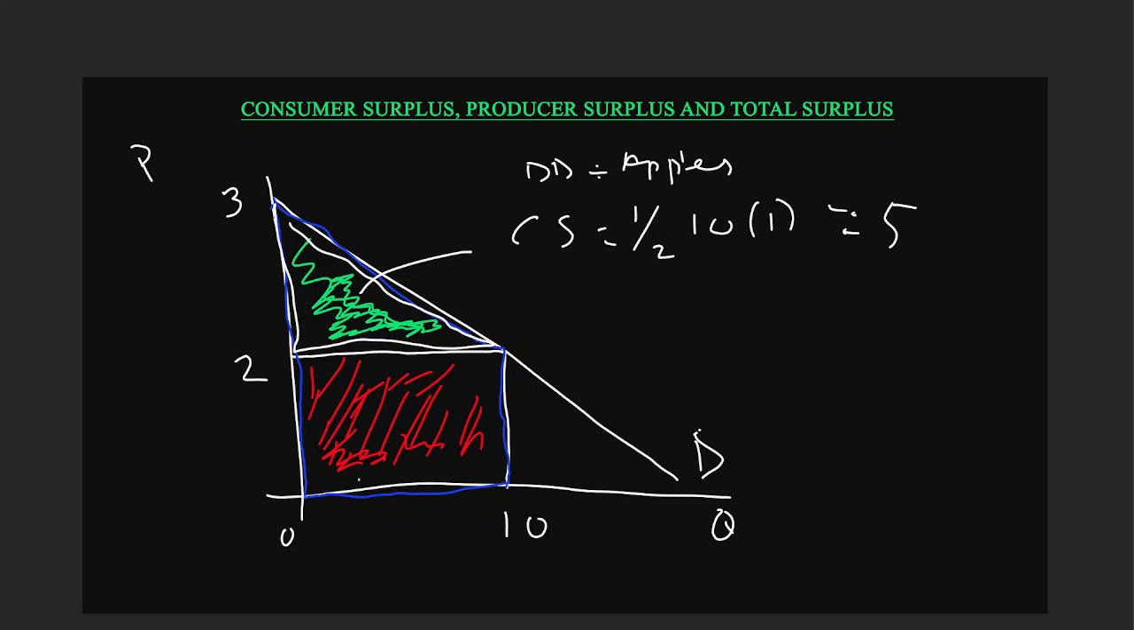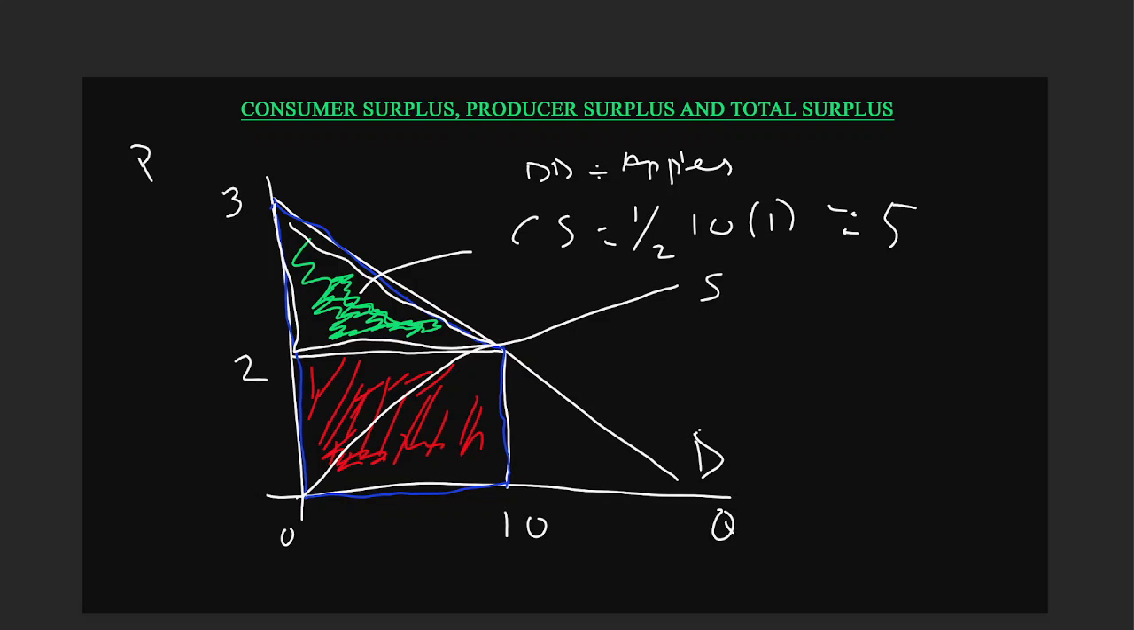Now, how about the producer surplus? Let's add in a supply curve right there. The consumer pays $20 for buying these 10 apples because it's 2 times 10. This is the cost of consuming the apples, or this is also the revenue to the supplier. The region shaded in red is the revenue.